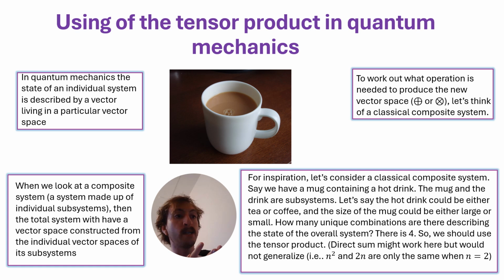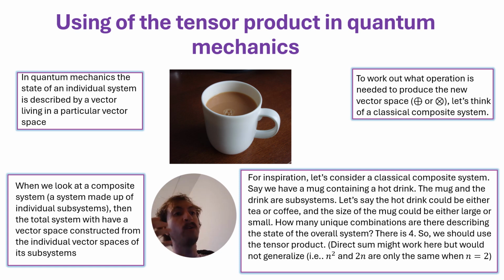In other words, the dimension of the overall system is the product of the dimension of the subsystems. So we want to use the tensor product, not the direct sum, to produce a state of the overall system when describing the overall system from the individual subsystems.